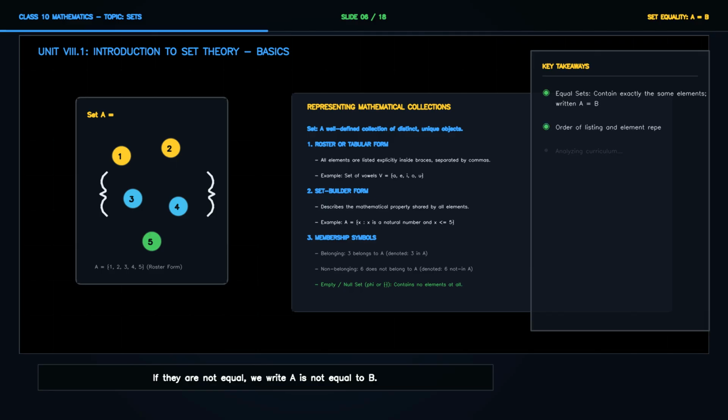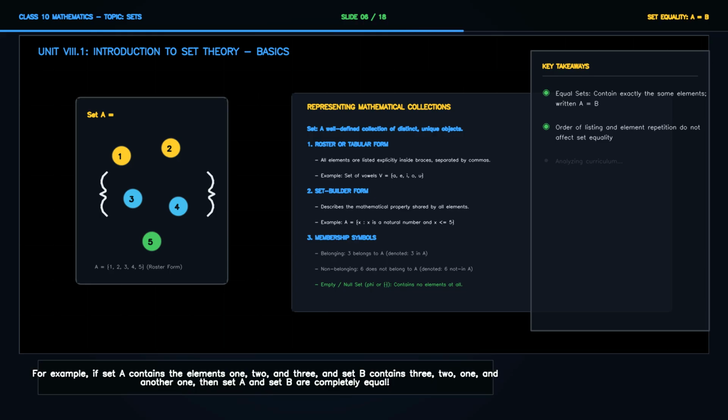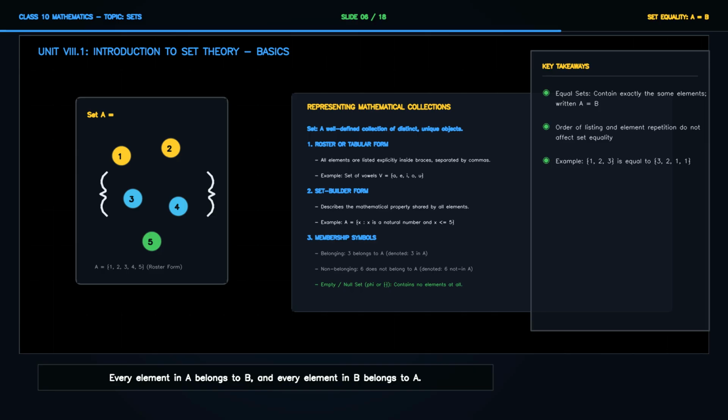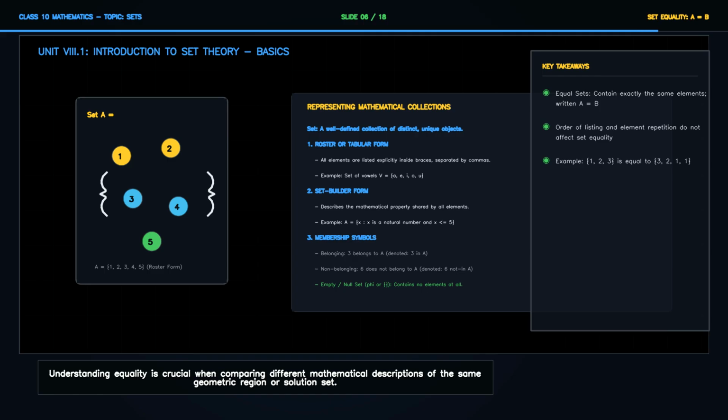Furthermore, repeating elements within a set does not change its identity or elements. For example, if set A contains the elements 1, 2, and 3, and set B contains 3, 2, 1, and another 1, then set A and set B are completely equal. Every element in A belongs to B, and every element in B belongs to A. Understanding equality is crucial when comparing different mathematical descriptions of the same geometric region or solution set.